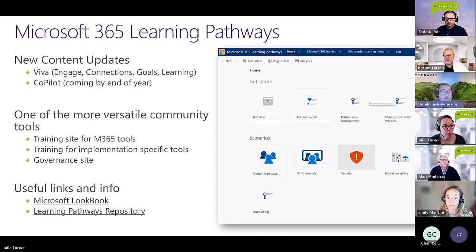stuff coming out soon. And if you're not familiar with learning pathways, you can provision it for now via the Microsoft Lookbook under Solutions, and the link in the deck will take you right there. And if you're feeling adventurous or if you have any questions, you can actually use the Learning Pathways repository, and I'm generally the one that answers those questions.